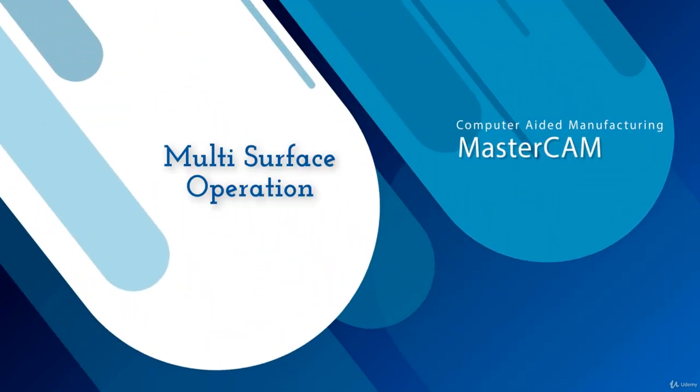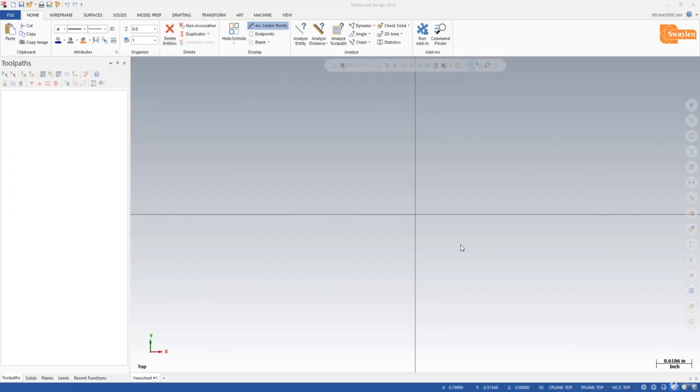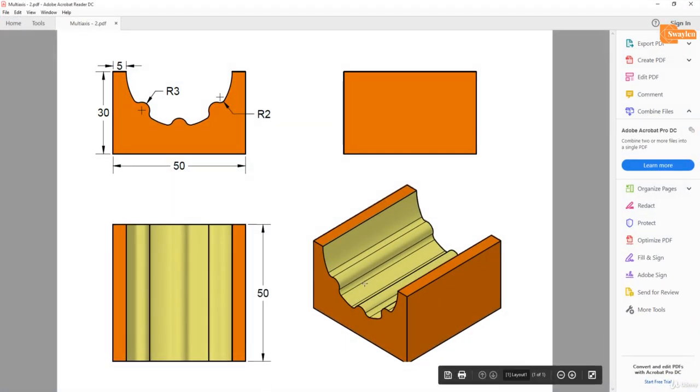Hello friends, in this lecture we will discuss the multi-surface operation. But first we need an object. So I have an object. You will see the dimension is 50 and 30. So first of all, create a rectangle 50 by 30.